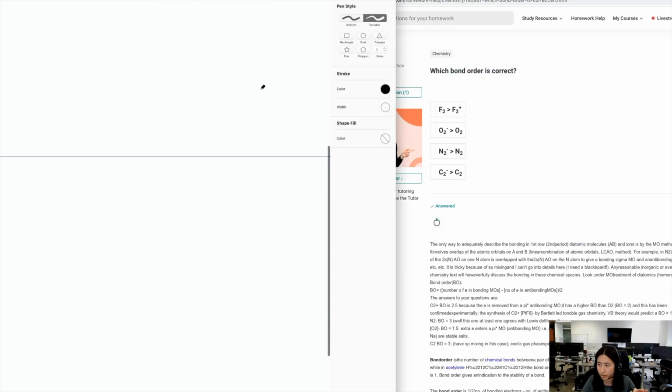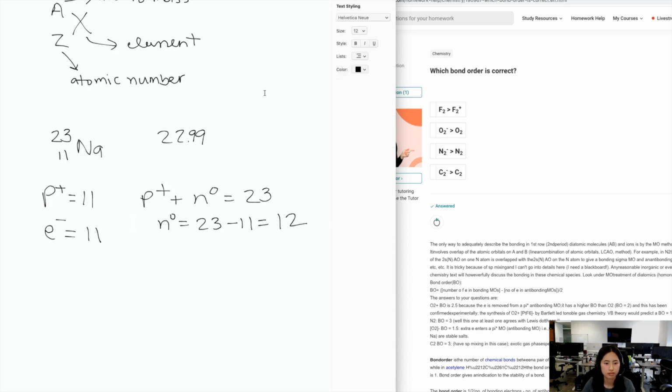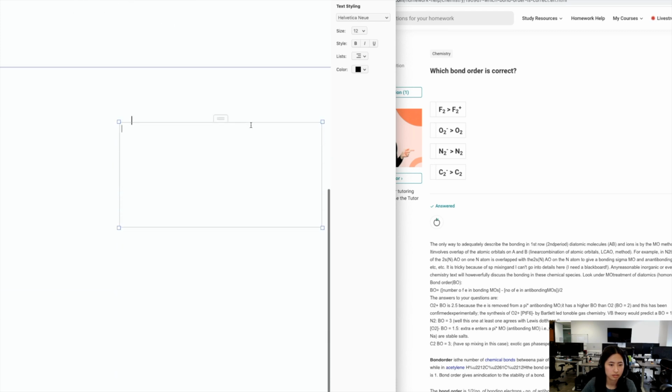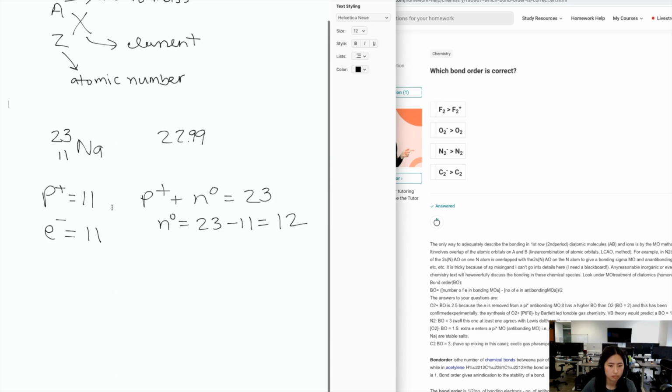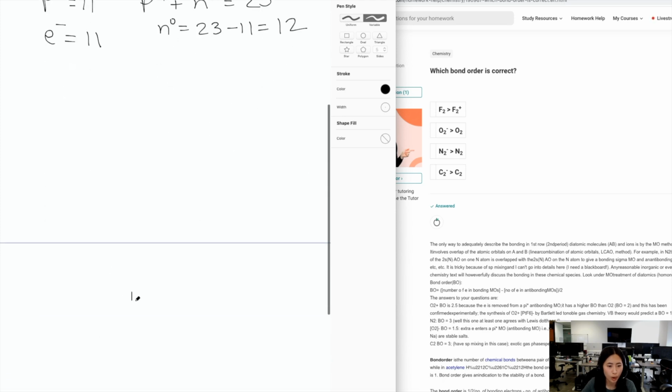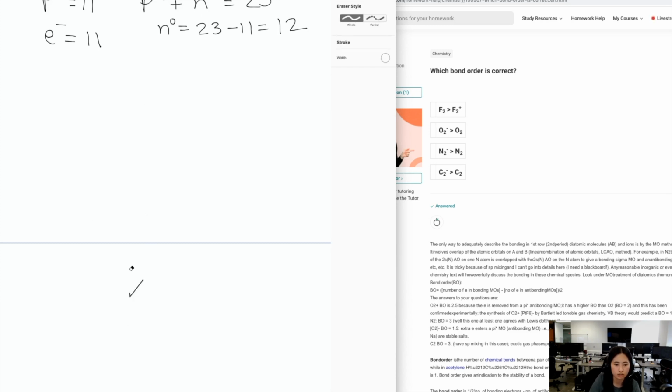Okay, so this is gonna be a long one, so just bear with me. First of all, what's a molecular orbital and what's the difference between a molecular orbital and an atomic orbital, right? That's what you have to ask yourself first.